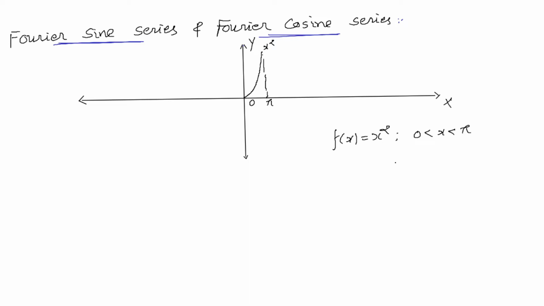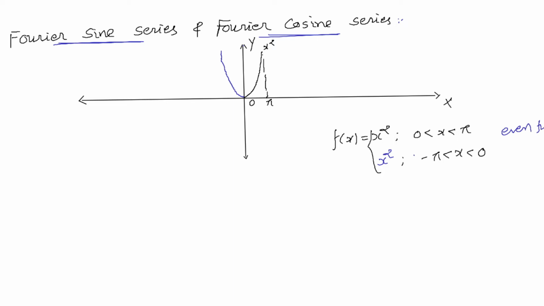I want to write the function for minus pi to 0 using this x square. So I have two choices. Either I can make this function even. For even, I must draw in this way, so this is also x square. Let me draw with blue color. Then this function is an even function.